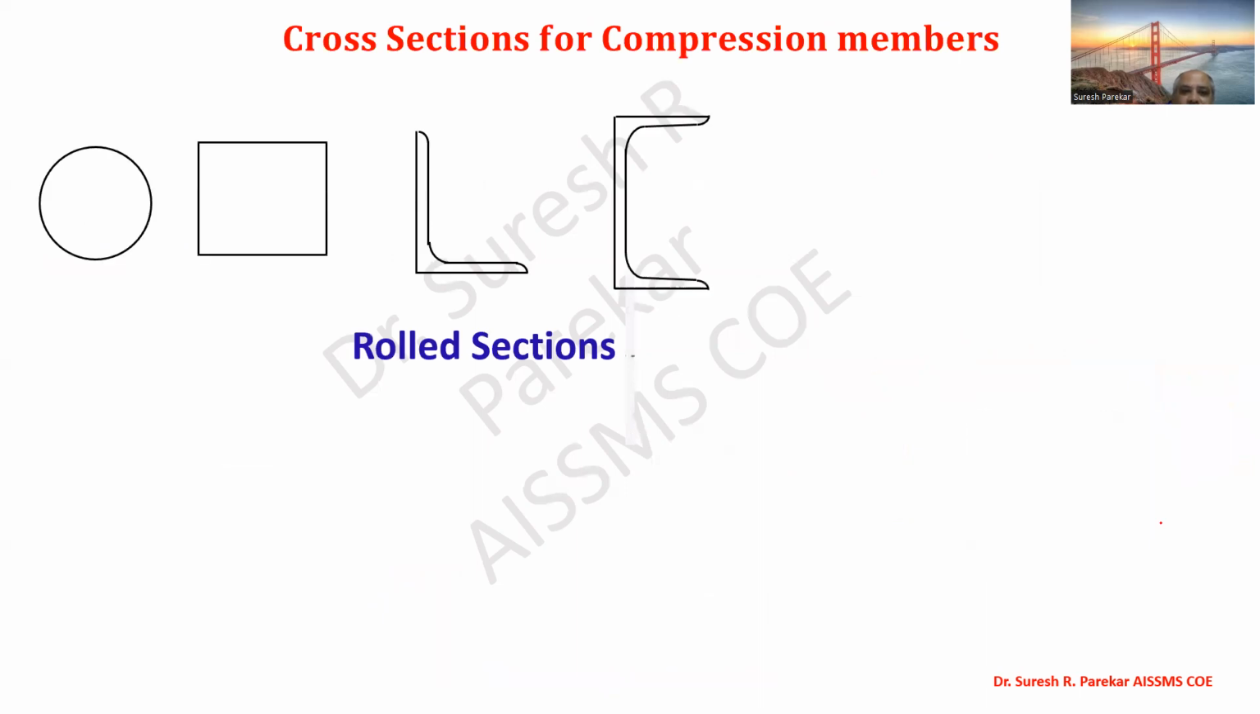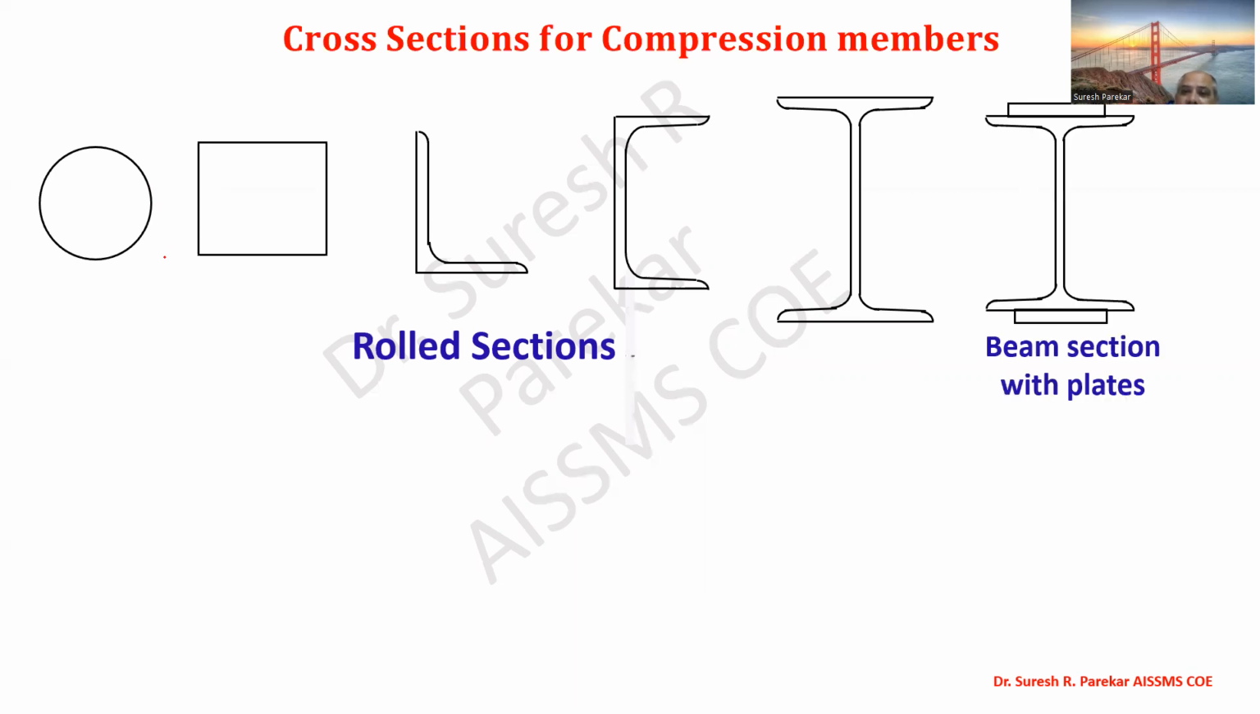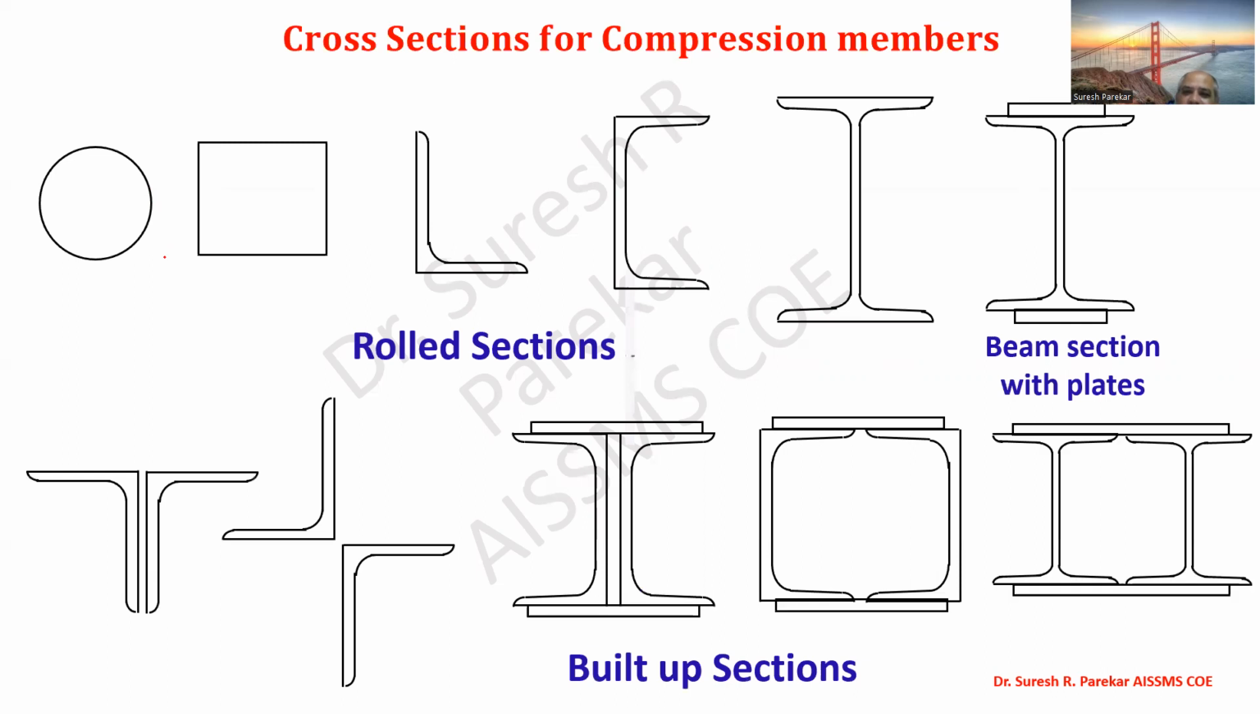Now you can see for compression member, cables we are generally not using. All the other sections which we use for tension member, we are going to use for compression member. So these are again rolled sections, and then we have built up sections, that is beam section with plates. Then we have double angle section, star section, then channel sections, back to back, face to face, then two I sections.